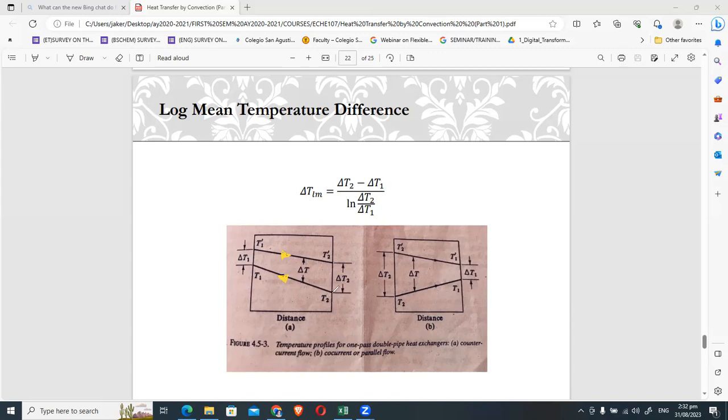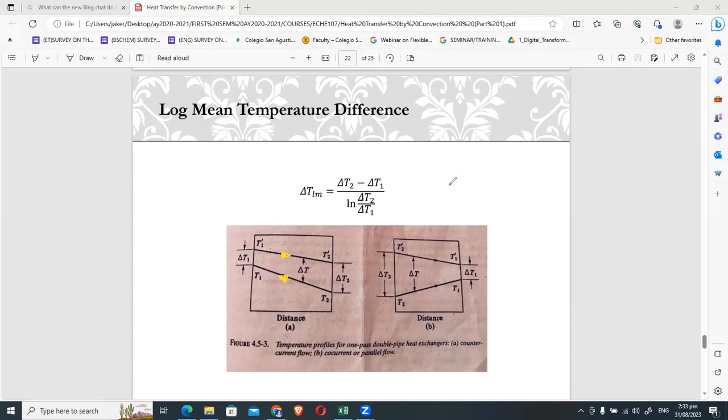So this is its T sub 2 and it leaves at T sub 1. So this one is your delta T sub 1 and this one is your delta T sub 2. This delta T sub 1 and this delta T sub 2 are the delta T's that should be substituted here on the formula for the log mean temperature difference.